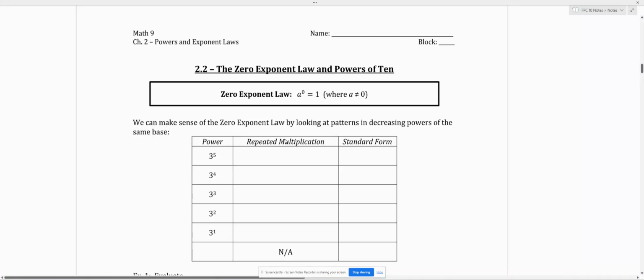We're going to dive into 2.2 now, the zero exponent law and powers of 10. So first, let's explore the zero exponent law.